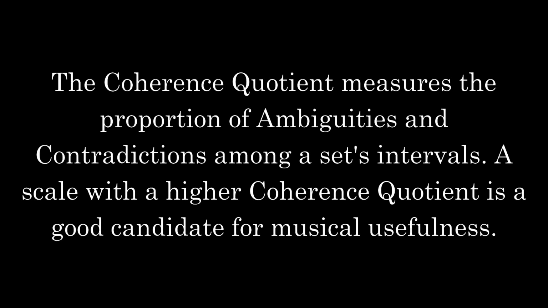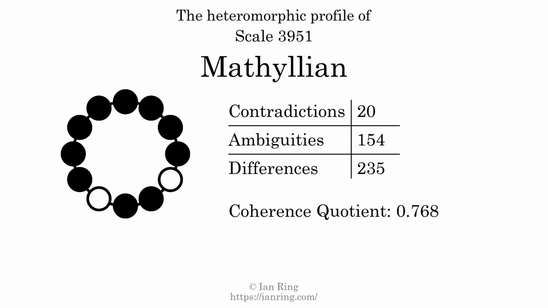The coherence quotient measures the proportion of ambiguities and contradictions among a set's intervals. A scale with a higher coherence quotient is a good candidate for musical usefulness. The coherence quotient is 0.768.